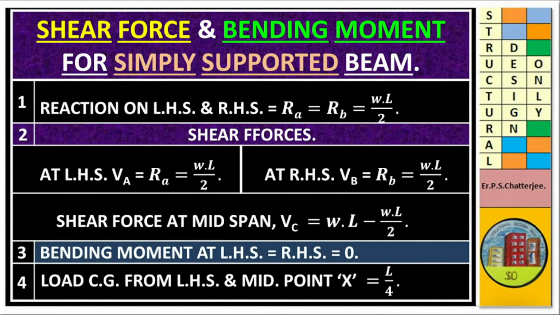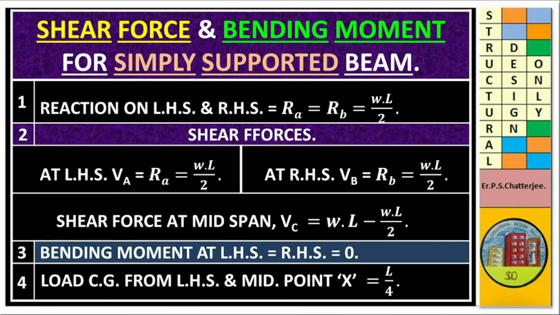Shear force and bending moment for simply supported beam. The reaction on left hand support and right hand support, RA and RB, is equal to W into L by 2. Shear force at left hand support VA is equal to RA is equal to W into L by 2. At right hand support VB is equal to RB is equal to W into L by 2. Shear force at mid span VC is equal to W into L minus W into L by 2. That is W into L by 2.